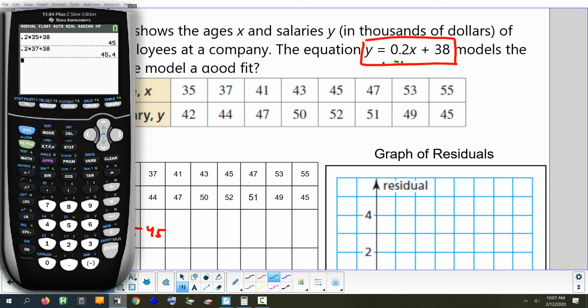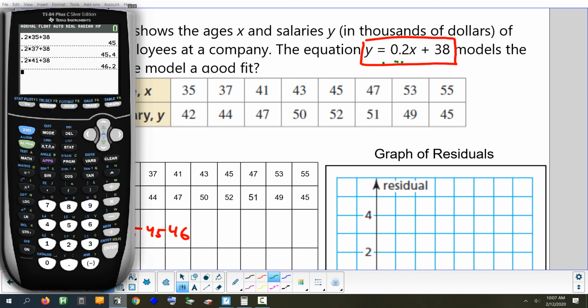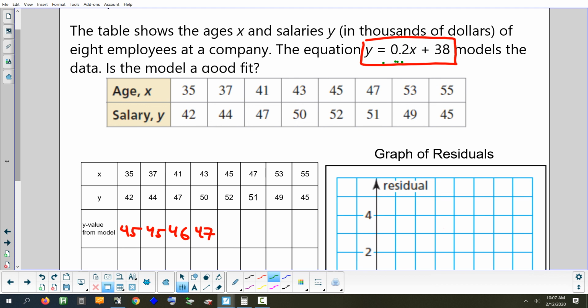What's the next X value? 41. Plug 41 in for X. 0.2 times 41 plus 38. That's 46. Good prediction there? Yeah, it should be 47. The model predicted 46. That's like they're saying it's going to snow 10 inches and it snows 9 inches. They did a good job predicting. All right, what's the next X value? 43. 0.2 times 43 plus 38. That gives us 47. Not as good of a prediction there. That's 3 off.